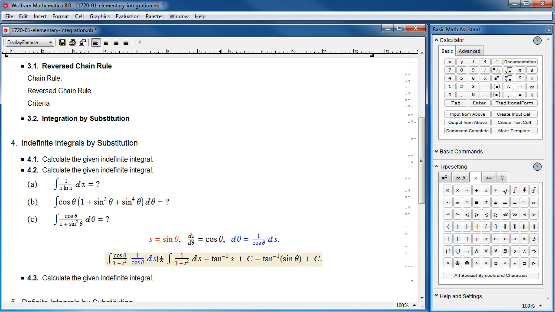Do you see a cancellation? Yeah, cosine of theta cancel each other out, and we have just the integral of 1 over 1 plus s squared. And what is that antiderivative? It's an arctangent. So arctangent of s is the correct antiderivative, but it is expressed in terms of s, not in terms of theta. So let's take the final substitution, s as sine of theta, and plug it back in, and then arctangent of sine of theta, and there goes the answer here.